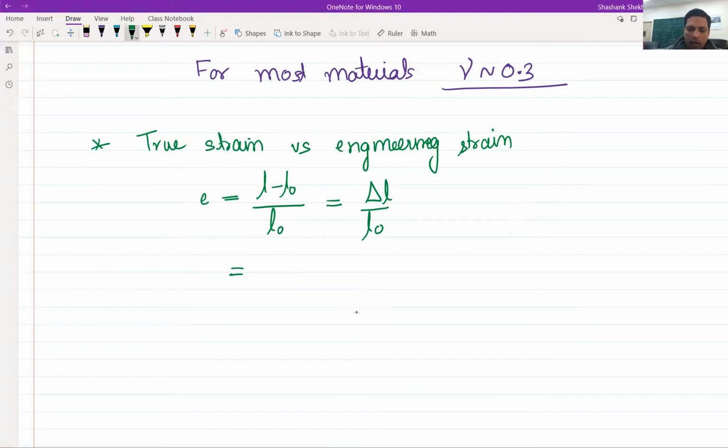But if you put it in the differential form, then it is dL by L, meaning whatever is the instantaneous length, the change in that instantaneous length with respect to that instantaneous length. And if we integrate it with this definition at every infinitesimal point, then you would see that the strain equation will come out to ln L by L naught.